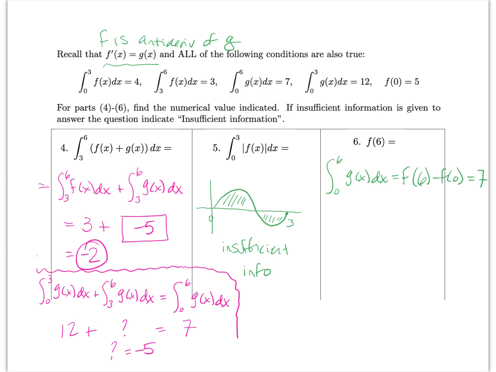Maybe I'll write that down below. So I have 7 equals f of 6 minus f of 0, which was given as 5. So I add 5 to both sides, and I get f of 6 is 12.